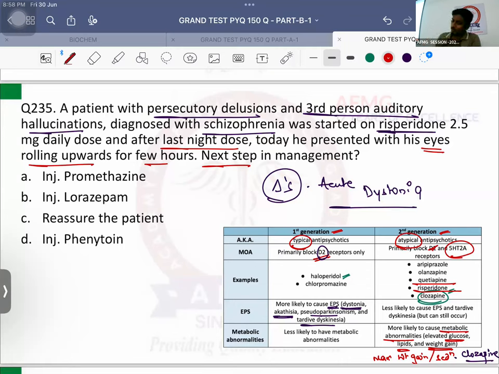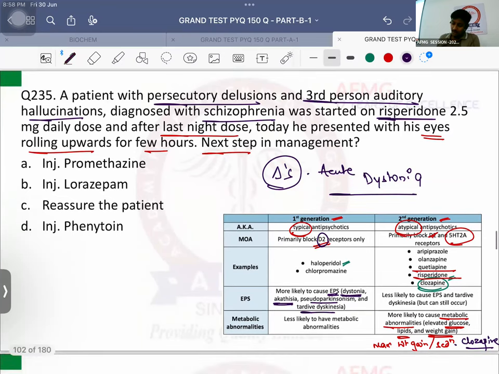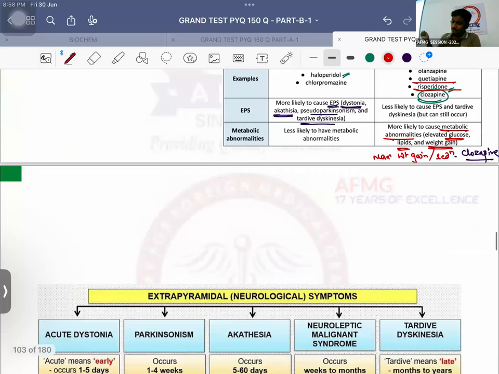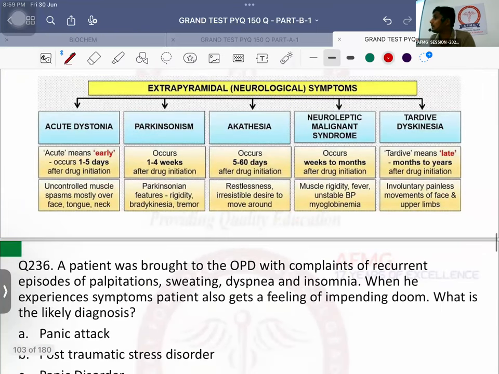So now, therefore, what should be the drug of choice for acute dystonia? It should be promethazine. Vaise the drug of choice is benzhexol or trihexyphenidyl. But as that is not over here an option, therefore, injection promethazine should be given to the patient. No issues with this, anybody? So you can refer to this chart as well.